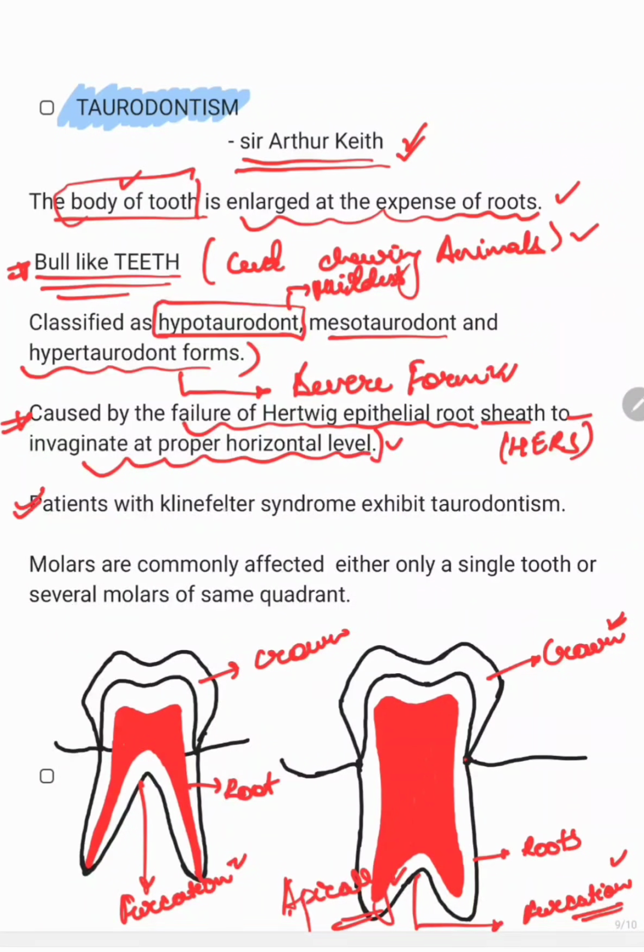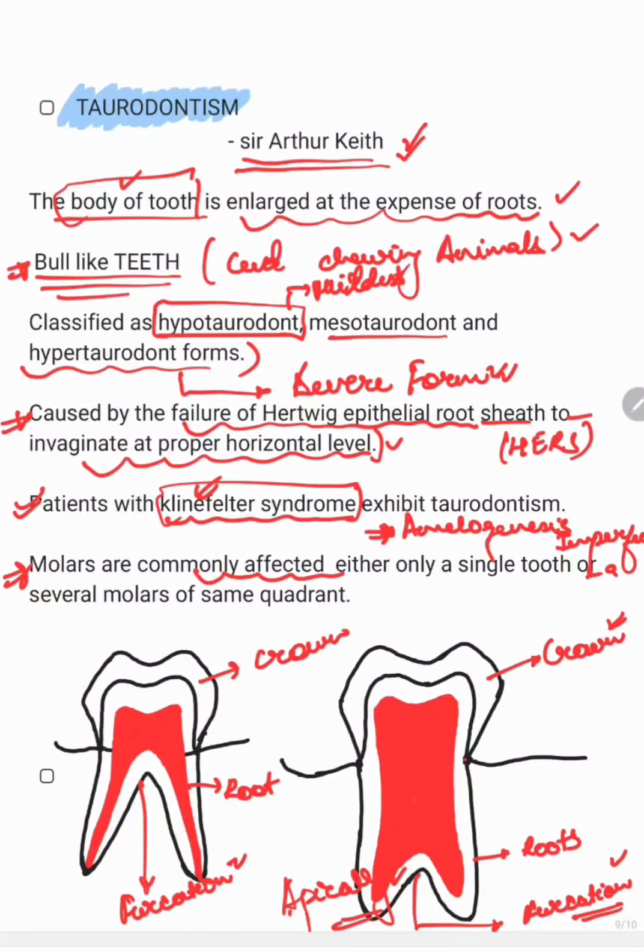It is associated with Klinefelter syndrome, right? Or also it is associated with amelogenesis imperfecta, right? So the molars are more commonly affected, either only a single tooth or several molars of the same quadrant, right? So molars are the more commonly affected teeth in taurodontism.